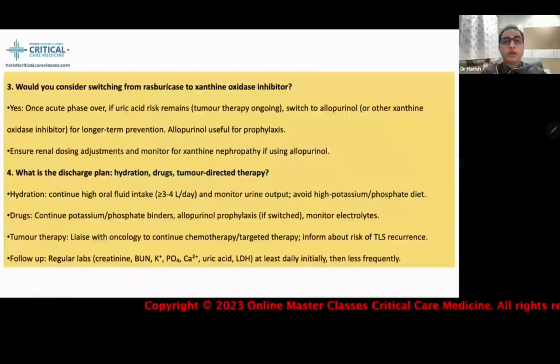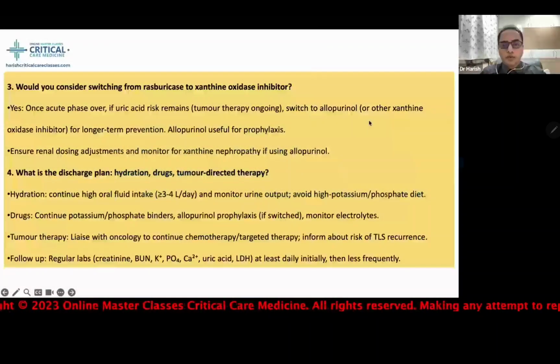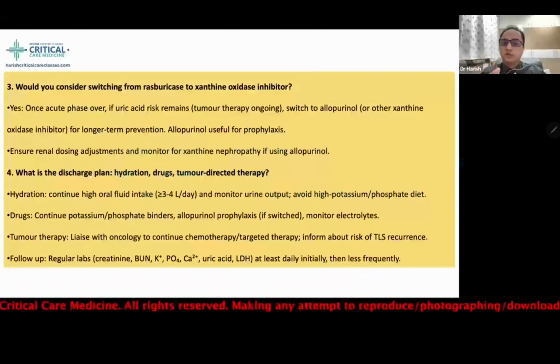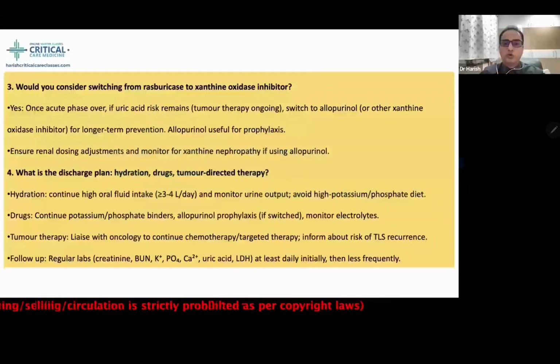So better give allopurinol as a prophylaxis or another xanthine oxidase inhibitor like febuxostat. So that is very important. Don't stop everything. Even though your uric acid burden has come down, the tumor is still there and you are going to start and continue definitive therapy for the tumor, and it may again kick off the uric acid. That's why allopurinol should be continued.